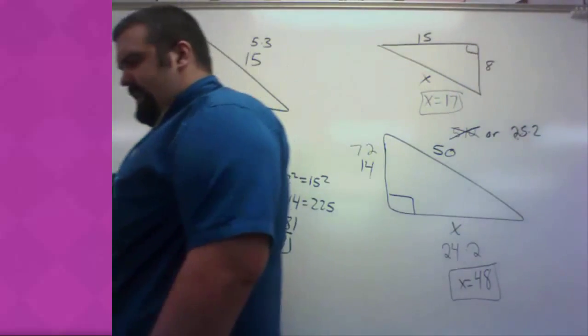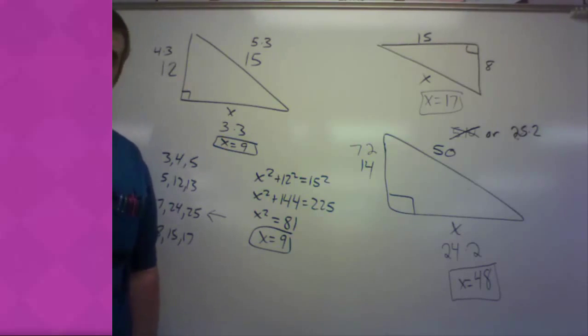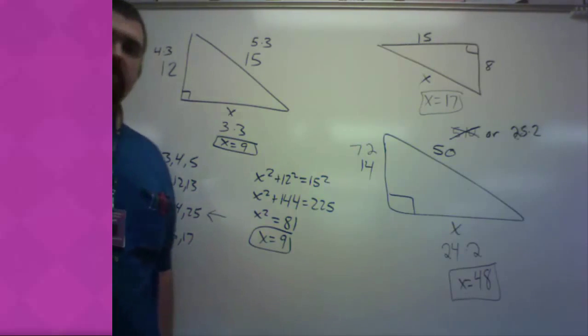Knowing these 4 right here is going to help you a whole lot because these are always guaranteed to be a right triangle. Know these 4, know their multiples. So like 6, 8, 10, 10, 24, 26. Know those, and you will make your life a whole lot easier in this section.